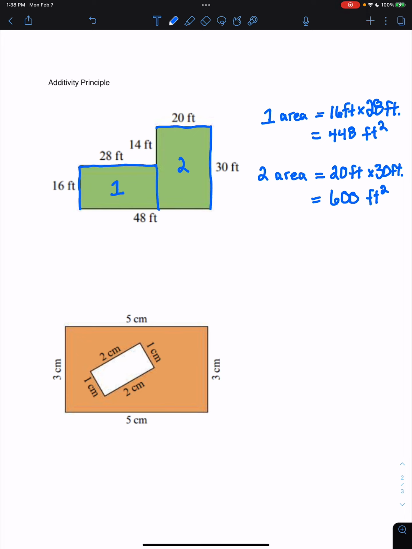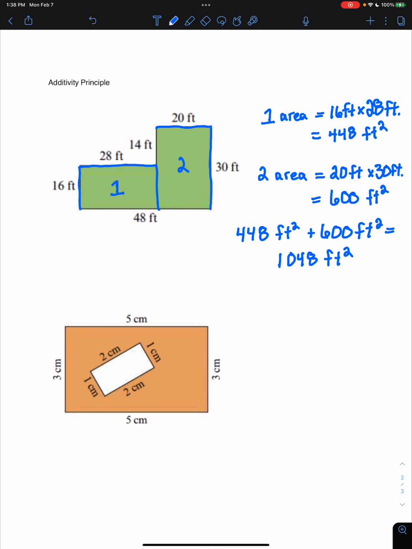And so our final step is to find the whole. This is where we use the additivity principle. We're finding the total area of the shape. So we would take 448 square feet and add it to 600 square feet, and we get a total of 1,048 square feet for that whole area.